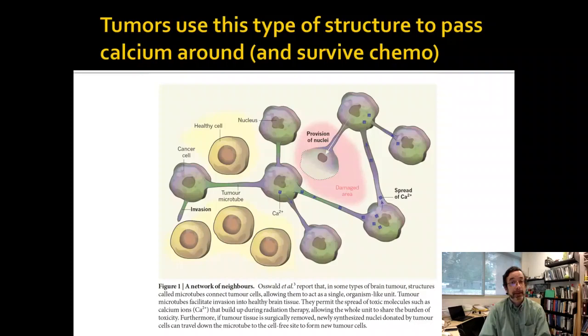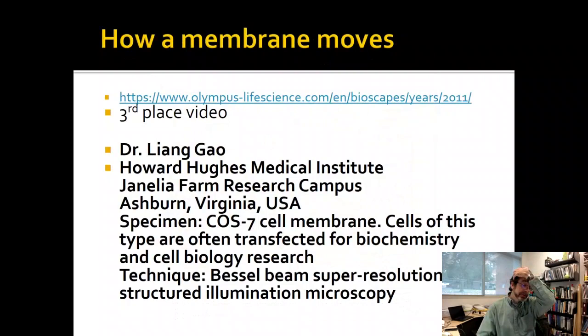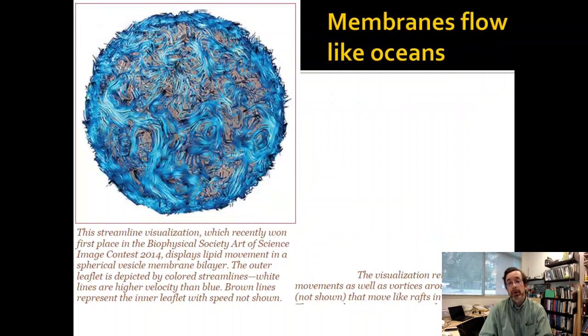And so that's why I moved this to the beginning of the lecture. Remember how a membrane moves. It's fluttering. It almost looks like it's moving in the wind. Or if you don't like the wind, you can think of it like a globe. Like the oceans on the globe have currents in them, the membranes also have currents in them. This is not a picture of the Earth. This is a picture of a membrane, colored blue, to show the movement of the lipids within the liquid two-dimensional membrane that you have.